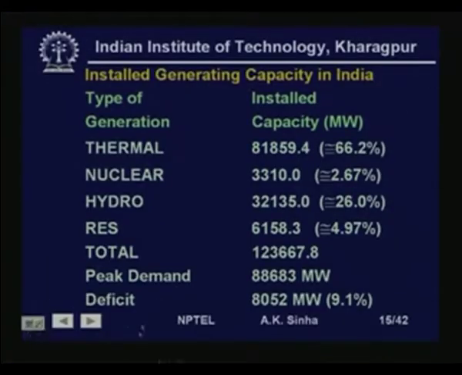So the peak demand is of the order of 88,683 megawatt. That is the maximum demand on the system in year 2005 was of this order, and the maximum which could be met was of the order of 8,052 megawatt. That is, we still have a peak demand deficit of almost 9%. So we need to install more generating capacity so that we can provide power to all people when it is needed.